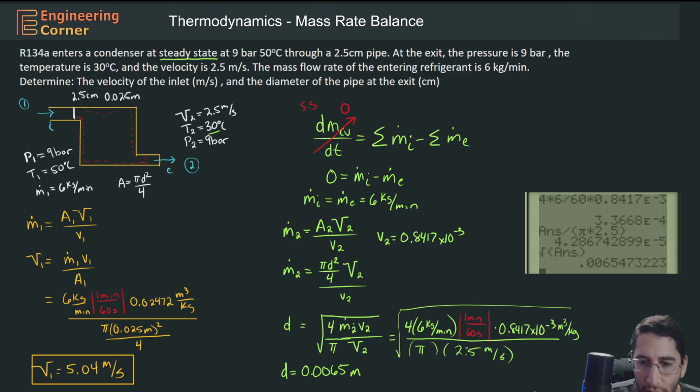We can check that. So kilograms cancel with kilograms, minute cancels with minutes. The second is going to cancel. One of these meters is going to cancel with this, so we get meter squared. The square root will cancel out the other square over here. So we are good with our units. We're in meters. It was asking for this in centimeters. So this is going to be equal to 0.65 centimeters.